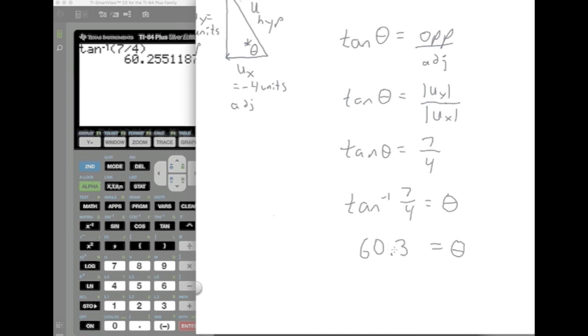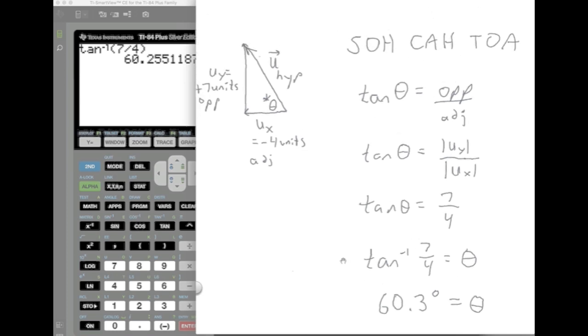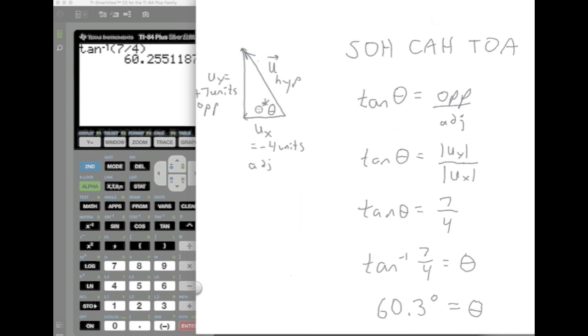Now, what are the units on this? Well, we expect theta to be an angle, and we expect the angle to be in degrees. Again, remember, we know this is in degrees because we checked that the calculator is in degrees mode. So this angle would be 60.3 degrees, and we can build that into our triangle.